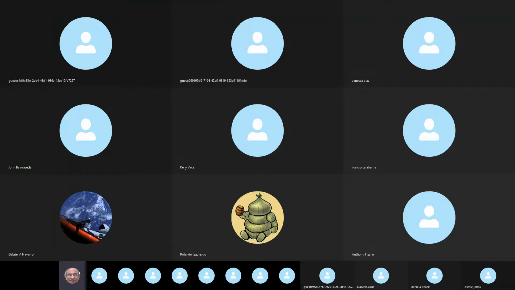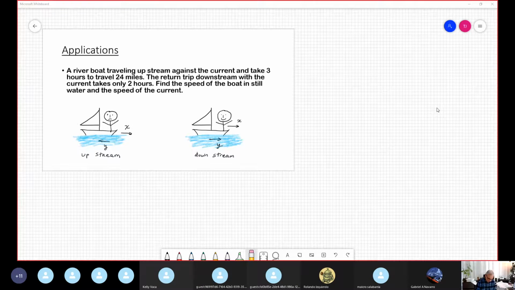Okay, let me read the problem. The problem says a river boat traveling upstream against the current takes 3 hours to travel 24 miles. The return trip, the same distance downstream with the favor of the current, takes 2 hours. It's logical, no? Because it's faster, the velocity is more, because it is the velocity of the boat plus the velocity of the current, no?